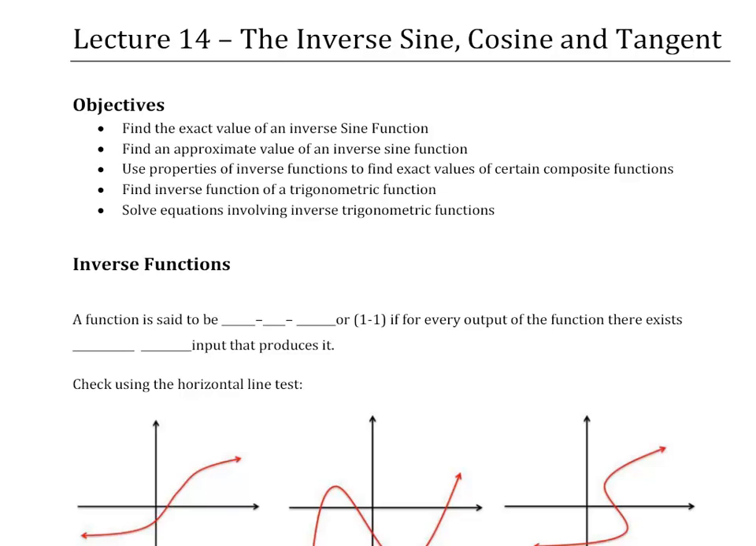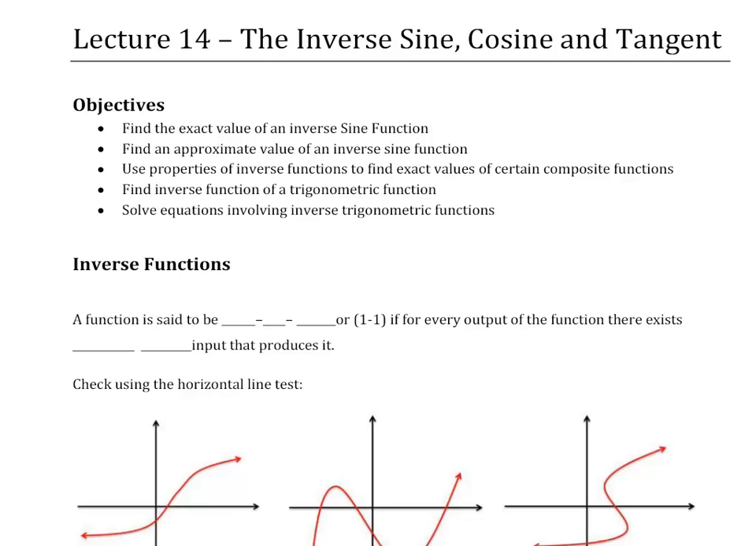We're going to use some properties of inverse functions to find the exact values for certain composite functions. For example, the inverse sine of a cosine, or the sine of an inverse cosine, and so forth. Then we're going to find inverse functions for other trigonometric functions, and then use those to solve equations that involve inverse trigonometric functions. And then in future lectures, we're going to be talking about solving just general trigonometric equations, that is, equations involving sine, cosine, tangent, and how we use those sine functions or inverse functions to solve those.